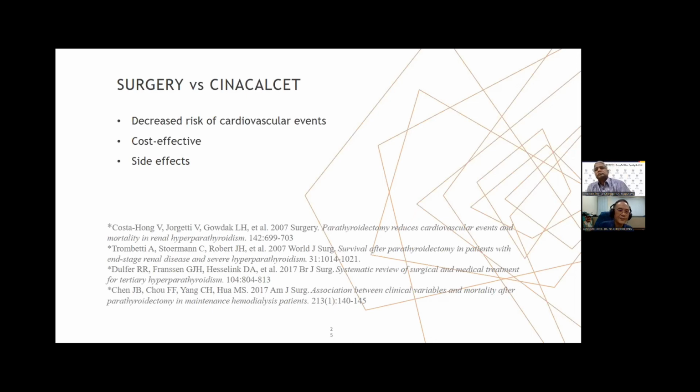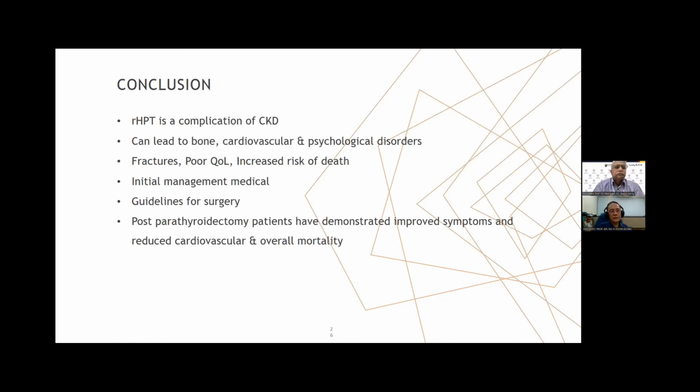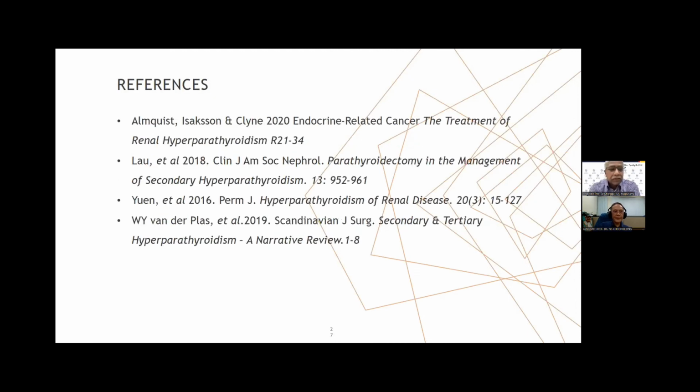Okay, so what's the conclusion? Renal hyperparathyroidism is a complication of CKD. It can lead to bone, cardiovascular, and psychological disorders. It can lead to fractures, poor quality of life, and increased risk of death. Initial management is always medical. There are some guidelines for surgery, but they are not that strict. And of course, post-parathyroidectomy patients have demonstrated improved symptoms, reduced cardiovascular and overall mortality. Okay. Thank you for your kind attention. These are my references.